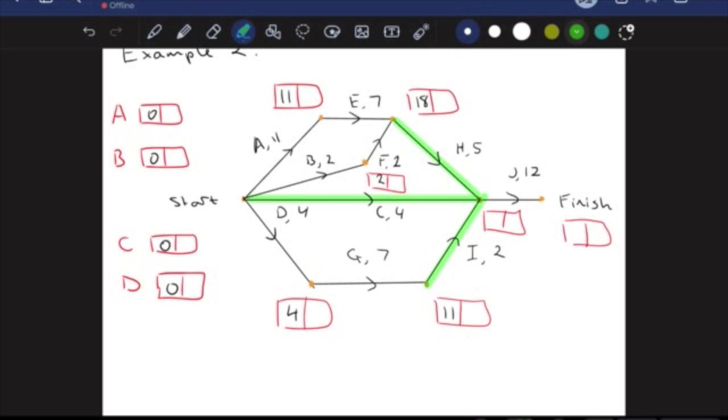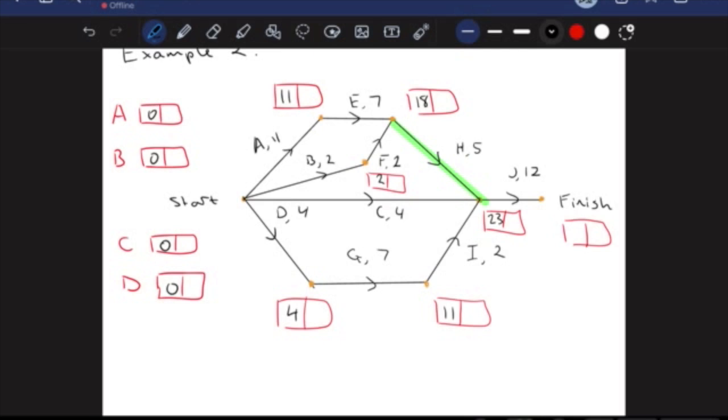We can clearly see here C only takes 4 hours, so that's fine. That's not really making too many issues for us. But we have to look at the longer time here. So I'm going to take this path here, 18 plus 5, that gives me 23.